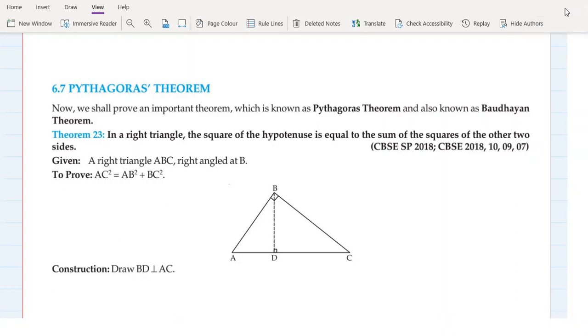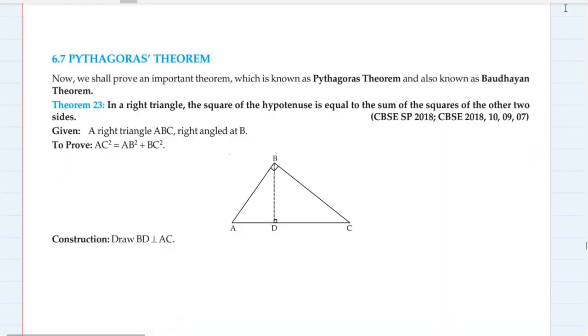Welcome to the final part of Maths chapter Similarity. In this part, we are going to study Pythagoras theorem and its applications.